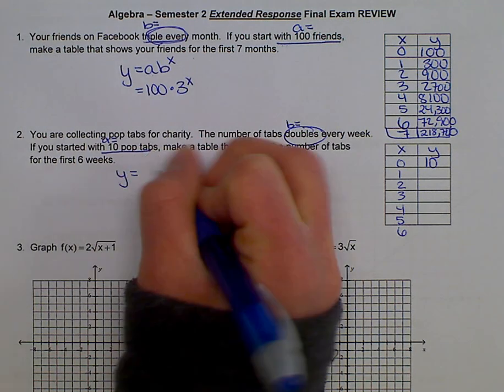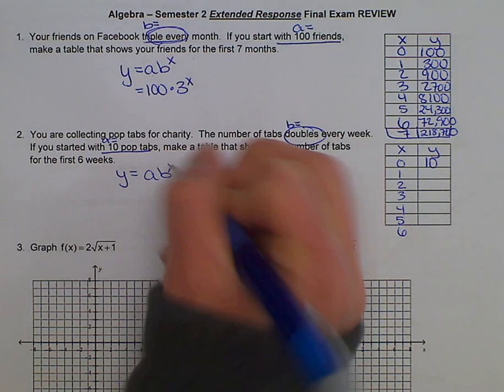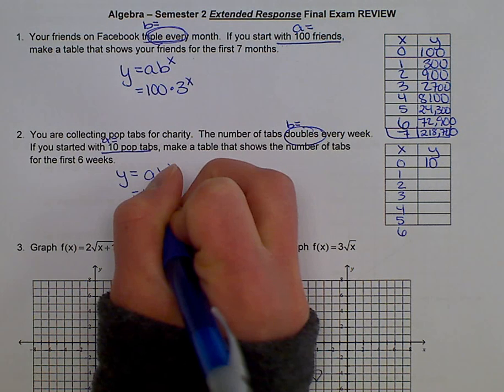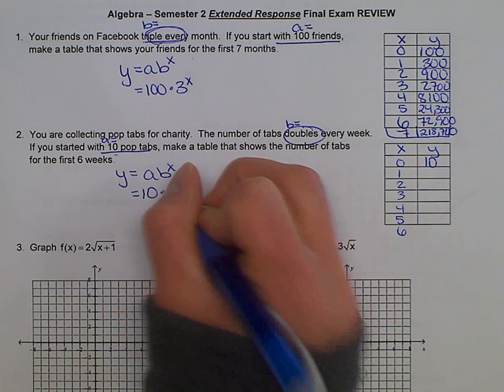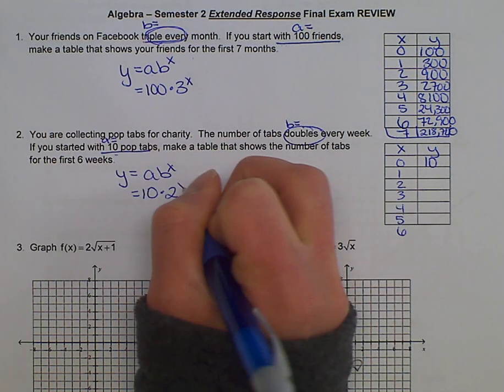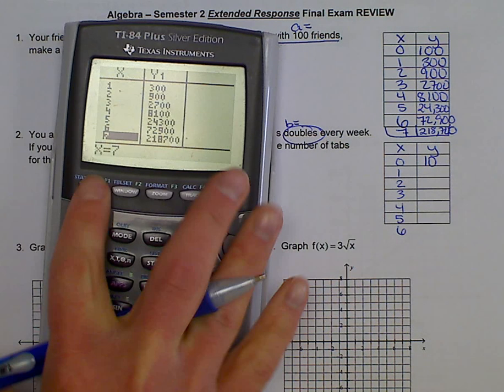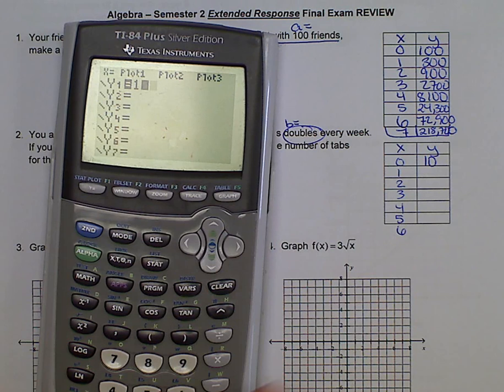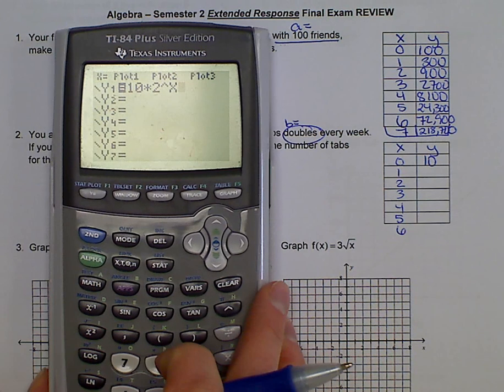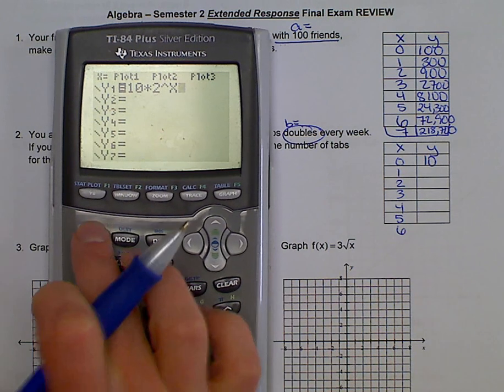A times B to the power of X. A is our initial amount. We started with 10. B, we double each week. So again, I'm going to go into my y equals. I'm just going to enter this into my y equals. And then I'm going to go into the table by hitting second and graph.